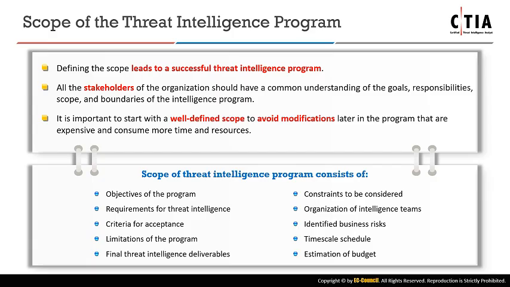Organization of intelligence teams, you want to make sure that that is very well set out, planned, and communicated. Who's on what team and what are their deliverables? When are the deliverables due for each team and each team member? We want to identify business risks, and these are risks for not participating and risks that involve the implementation. Like for instance, during the implementation cycle, is it going to cause some downtime or some disruption?